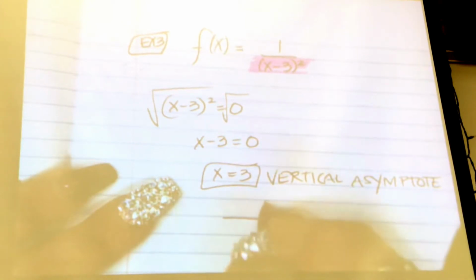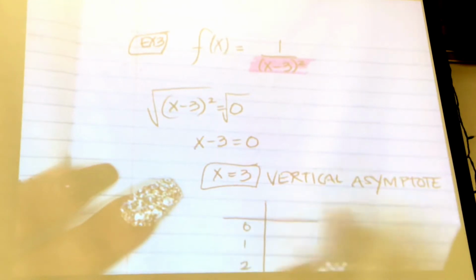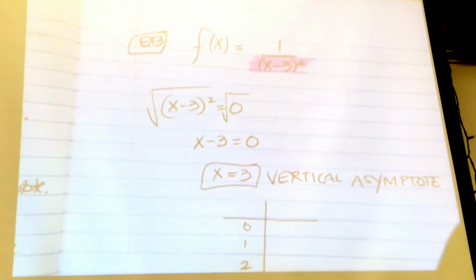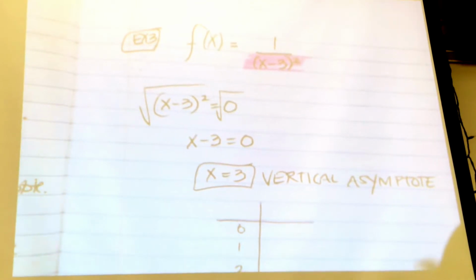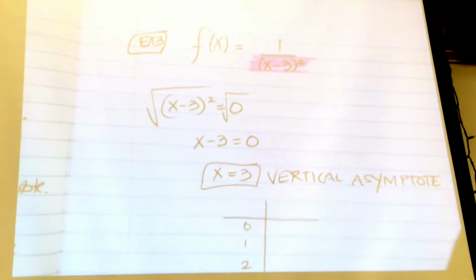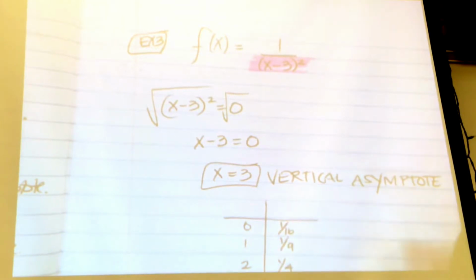And I make a table. 3 is my asymptote, so I'm going to plug in 2, 1, 0, and then 4, 5, and 6. 3 is my asymptote, and it's undefined. For the sake of time, I'll just let you know what these are. This is 1 over 16. This is 1 over 9. This is 1 over 4.